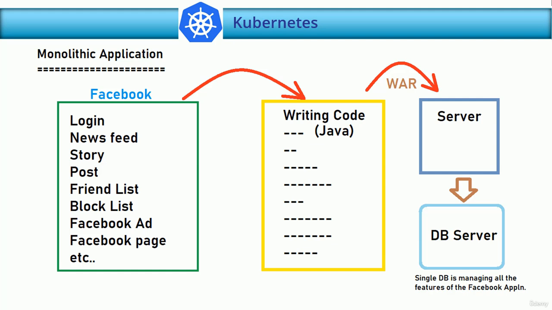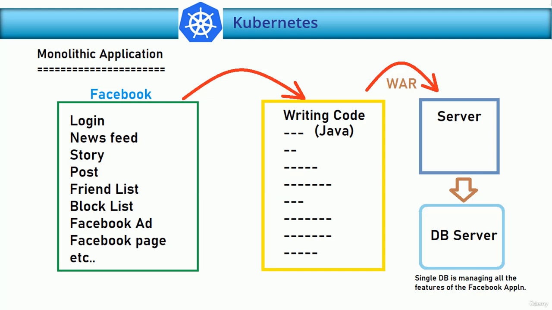To understand this, I have taken a simple example of Facebook. Suppose developers are designing the code for Facebook using the monolithic approach. First of all, they will understand what features they are going to put in this application. Here we have features like login, newsfeed, story, post, friend list, block list, Facebook ad, Facebook page, etc. If you open a Facebook account, you will see all those features, and even more.